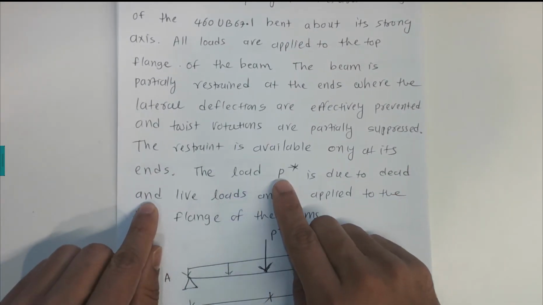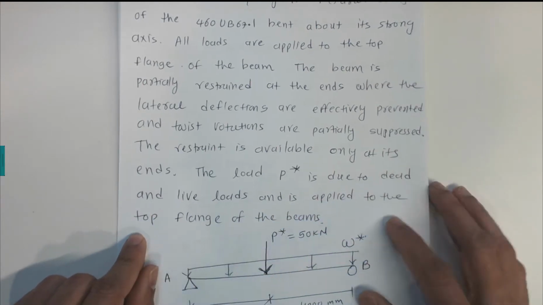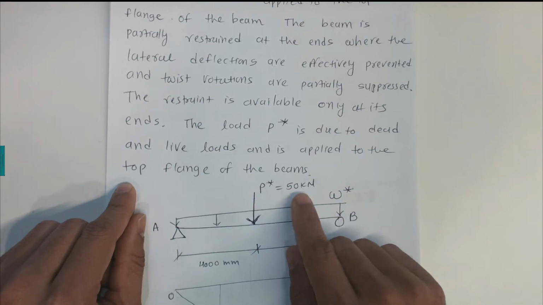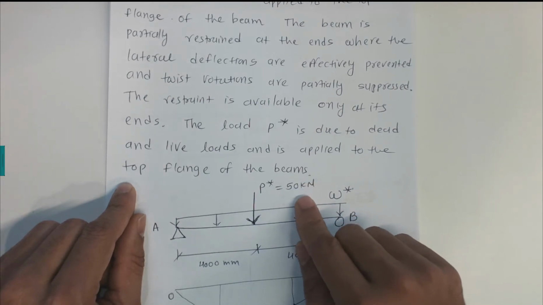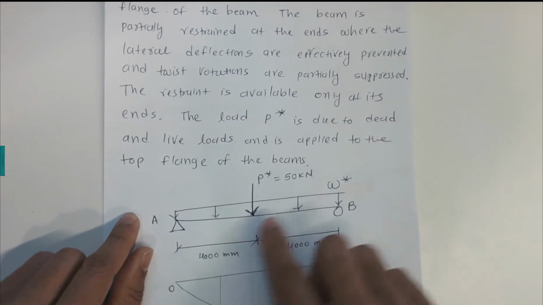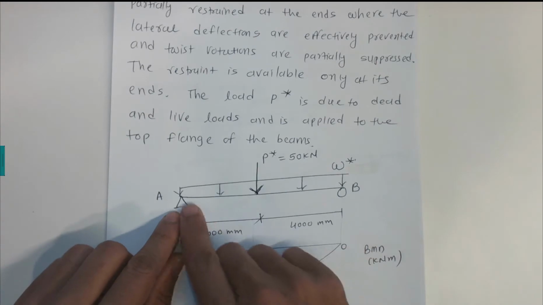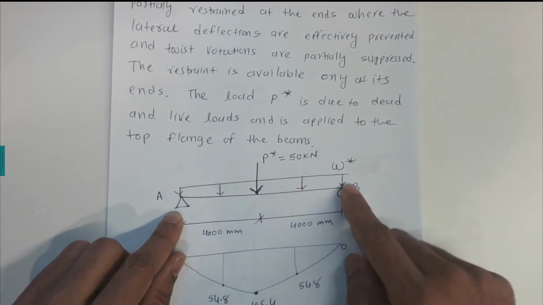The load P star is due to the dead and live load and is applied to the top flange of the beam. So this P star is due to the live load and the dead load, and that value is given as 50 kilonewtons. And this W star is the self weight of the beam, which is 67.1, and that self weight is a dead load that is uniformly distributed.